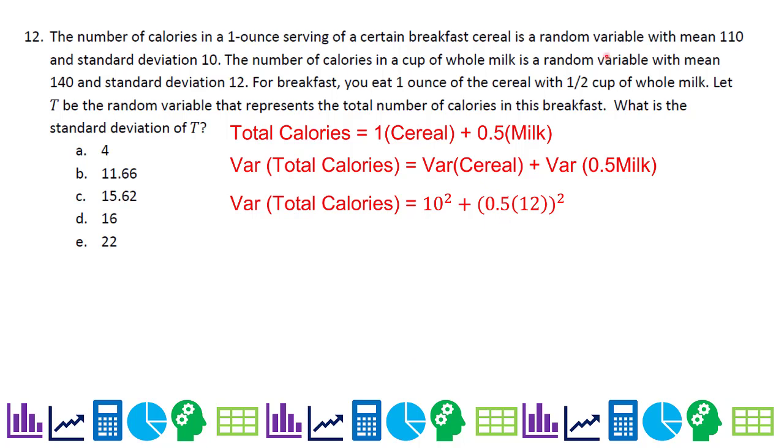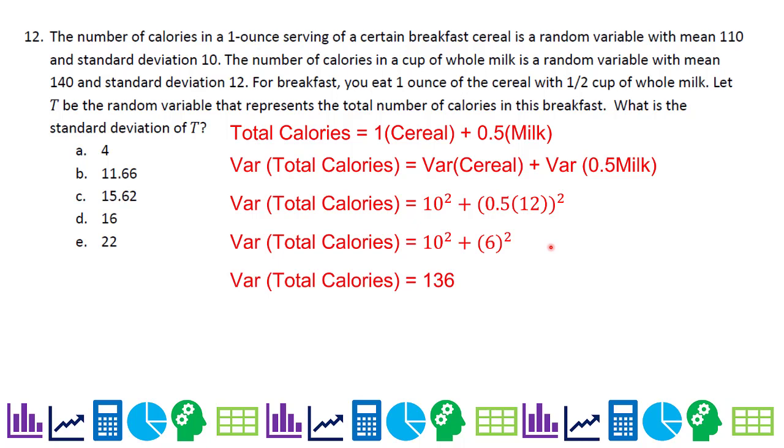Now, since we're only doing a half cup of milk, I can take that 12 and multiply it by 0.5 and then square it. Just make sure you do that first. Now, if there was some sort of plus on there, remember additive constant in here, we would tend to ignore that for variance, okay? So we end up with 10 squared plus 6 squared, 136. Take the square root of that, and our answer is 11.66.